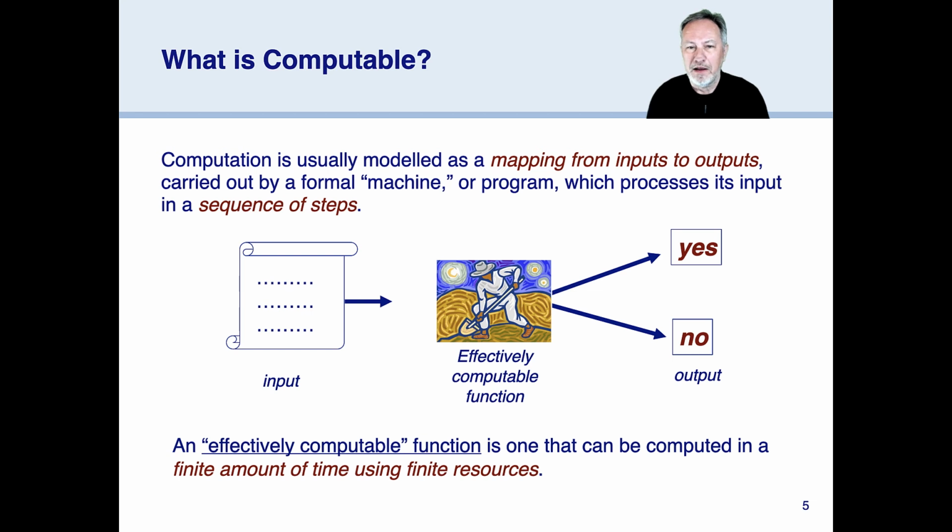Now, what kind of functions can we actually compute? It's well known that there are certain kinds of functions that we can think of that make sense mathematically, but we could never write a program or build a machine which could ever compute them. So an effectively computable function is one that can actually be computed in a finite amount of time using finite resources. But what actually is that?